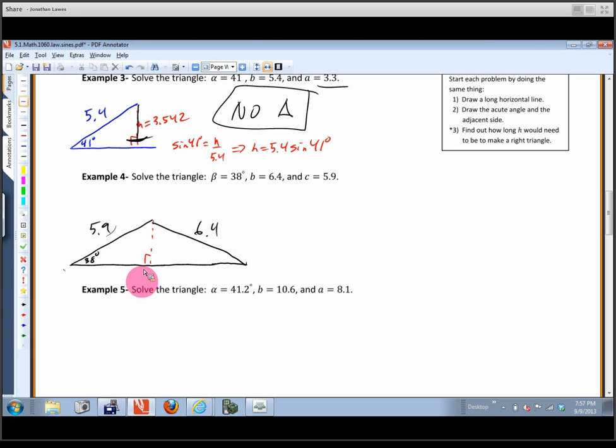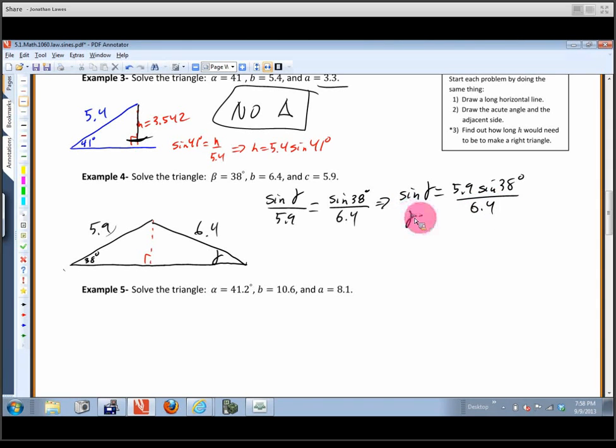So I've got this angle corresponding to this side right here, and what I'm missing is this angle right here. If that's 5.9 and that's C, this is going to be gamma. So let's find angle gamma. So I'm going to do the sine of gamma over 5.9 equals the sine of 38 degrees over 6.4. And then we'll just solve this. So sine of gamma equals 5.9 sine of 38 degrees over 6.4. And that means gamma is going to be equal to the sine inverse of 5.9 sine 38 degrees over 6.4. Okay, so let's use the calculator for that.